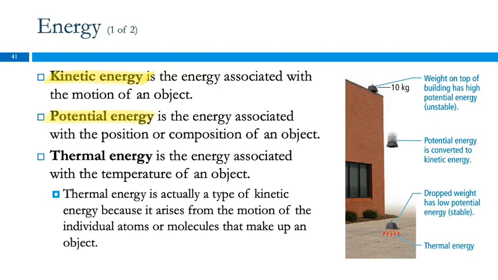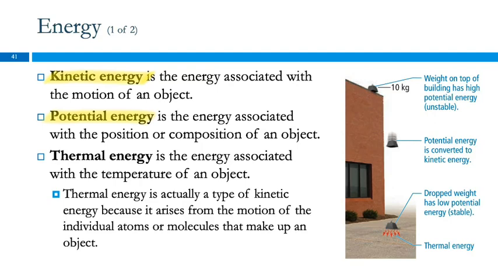So in this illustration, we have a 10 kilogram weight teetering at the top of this building. That's unsteady. It's unstable. You give it a little nudge, and we know what's going to happen. It's going to fall, right? This has high potential energy. It is, due to its position, high off the ground. If we remove the support underneath it, it will fall.